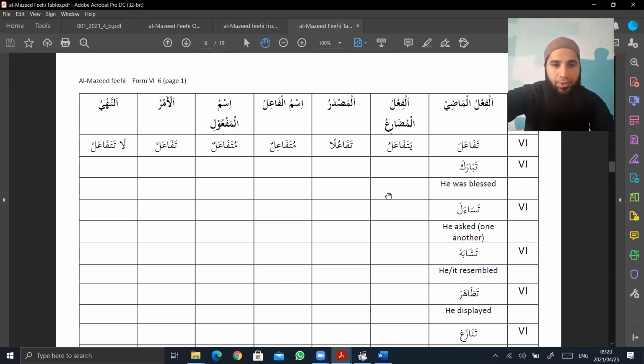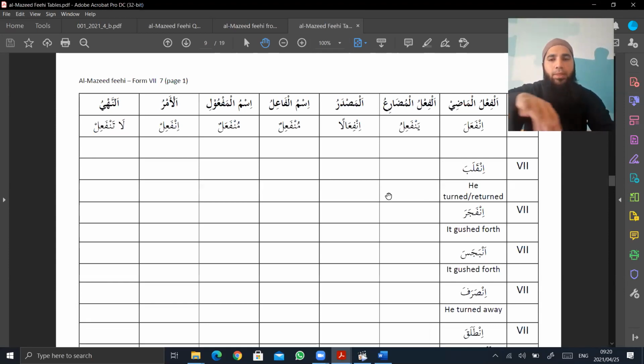We're going to our next skill. The next skill is infa'ala. Everybody say it to me. Infa'ala, yanfa'ilu, infi'alan, munfa'ilun, munfa'alun, infa'il, la tanfa'il. Again. منفعل منفعل انفعل لا تنفعل.